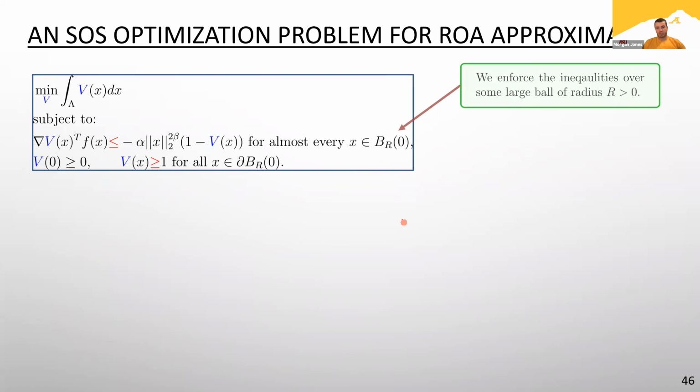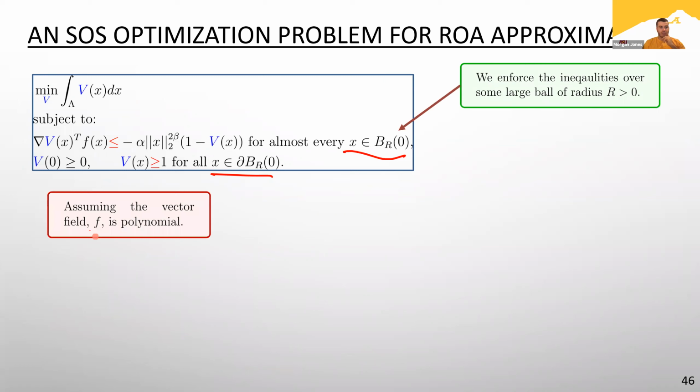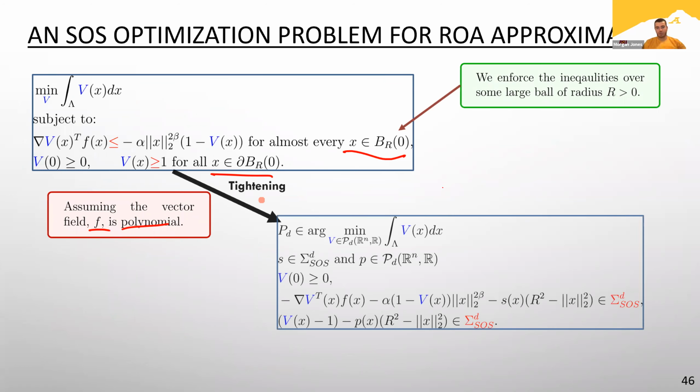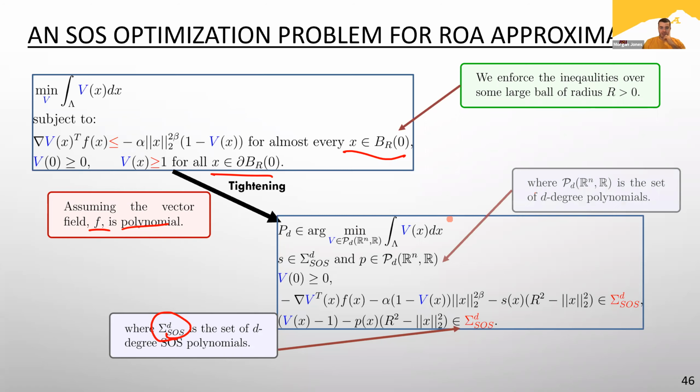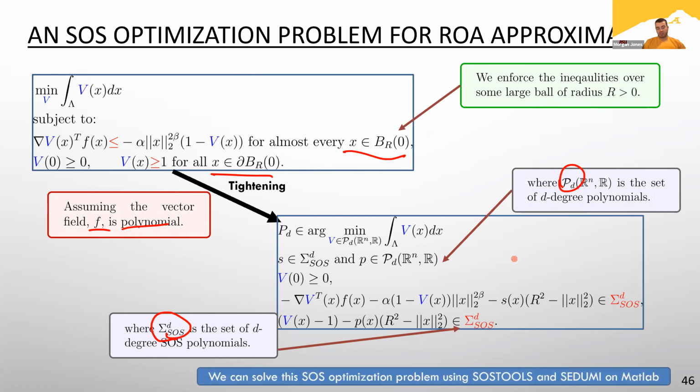Once we get to this stage, firstly, we'll enforce these inequalities over some sufficiently large ball of radius R, and we'll also assume F is polynomial. And we do the usual SOS tightening, where sigma to the power of D underscore SOS denotes the sum of squares variable, and mathcal D denotes polynomials. And we can just solve this on the computer using available software.